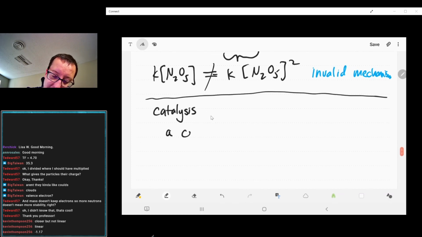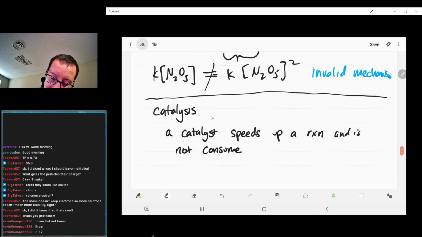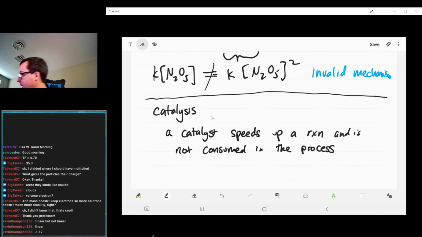A catalyst is something that speeds up a reaction and is not consumed in the process. We're going to see that... actually, I think there's a nice example in here somewhere. Yeah. Okay.